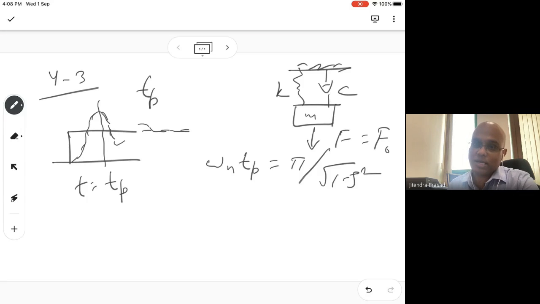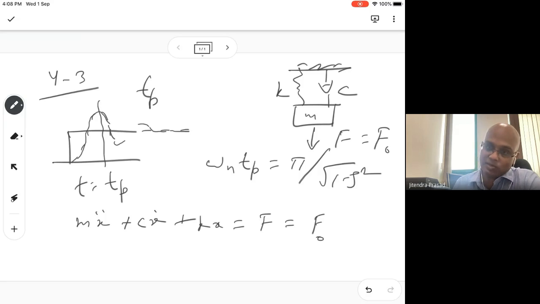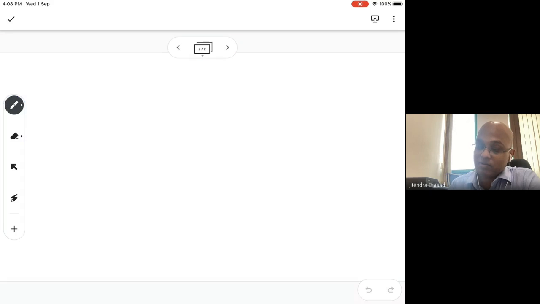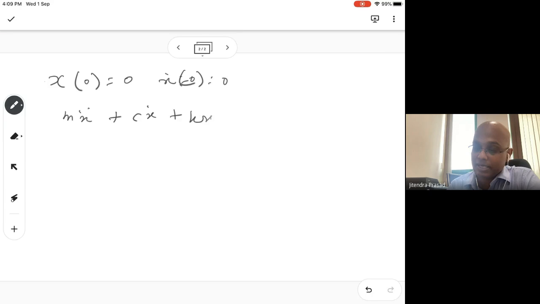You know how to solve it. First you write the equation: m x double dot plus c x dot plus k x equal to F. In this case, since it is a step input, this will be F naught. The best thing is to take the Laplace transform, and you can solve this very easily. We are assuming x 0 equal to 0 and x dot 0 equal to 0, and from there you apply the force. So you have m x double dot plus c x dot plus k x equal to F naught.